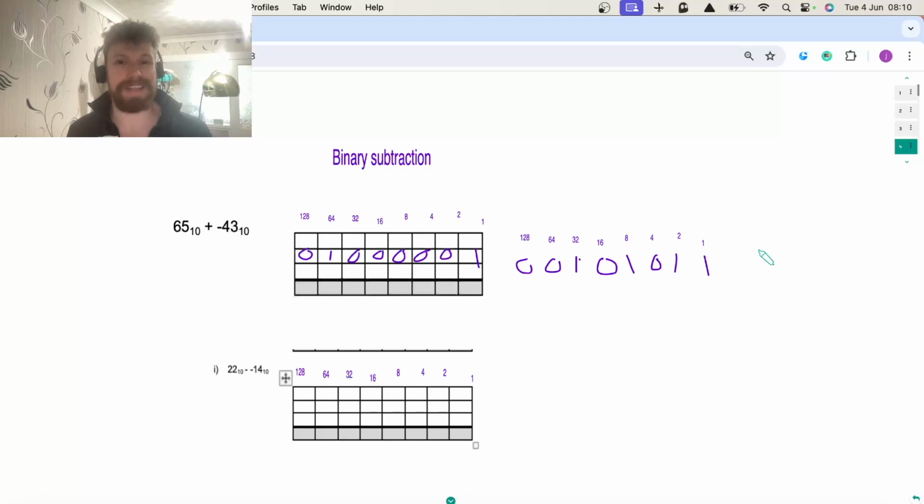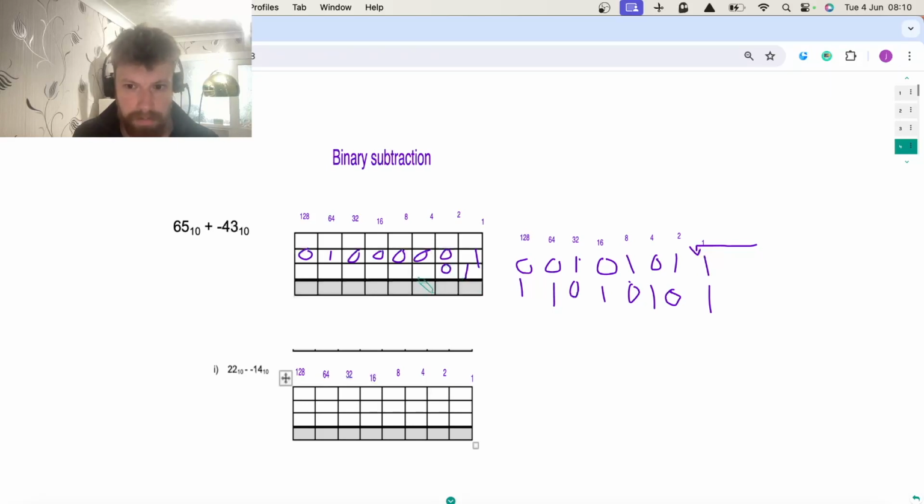Now, once I've got that, I can twos complement it. So I use my rule, which is right to left, find your first one, which is here. Everything at it and before it stays the same. Everything after it is flipped. So 0, 1, 0, 1, 0, 1, 1. Right? We've now got that, and we just got to put it underneath this one now. So that's going to be negative 43. 1, 0, 1, 1.